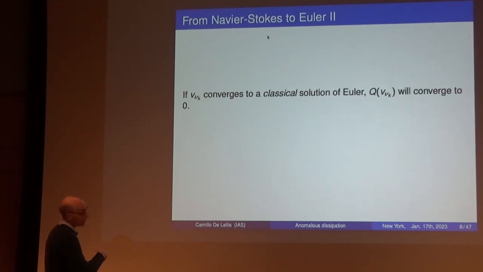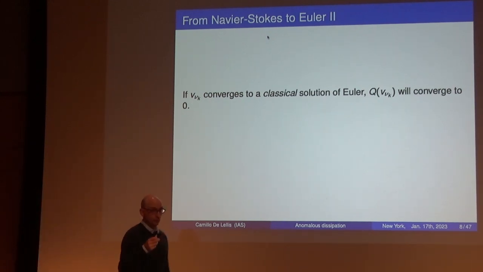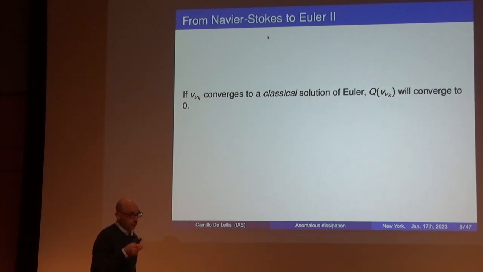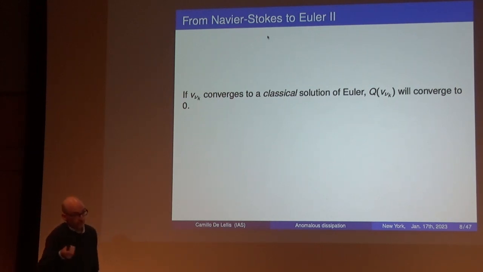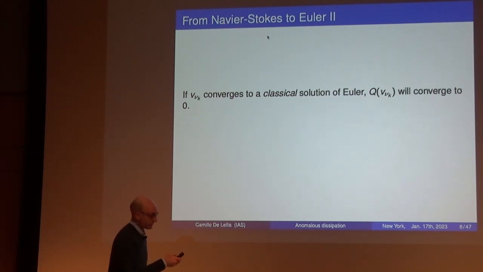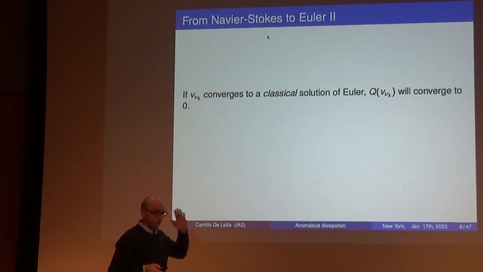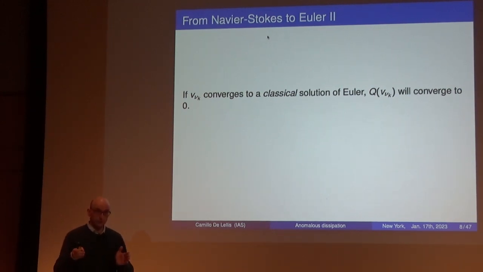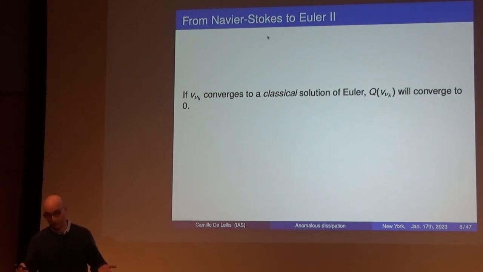Okay, so now coming to the observation of Dennis. If your sequence of solutions with vanishing viscosity is converging to a classical solution of Euler, then Q of V nu K is converging to zero. The energy doesn't get dissipated. I mean, in the limit, the energy stays constant, right? So for such a thing to happen for some meaningful sequence, without igniting a lot of oscillations at the beginning, you must have some reasonable initial data, which is creating a reasonable solution of Navier-Stokes, but when you let the viscosity go to zero, you're not converging to a smooth solution of Euler. Okay?